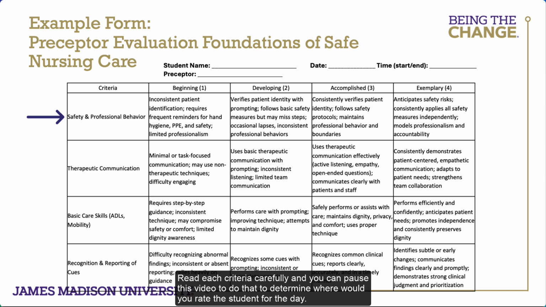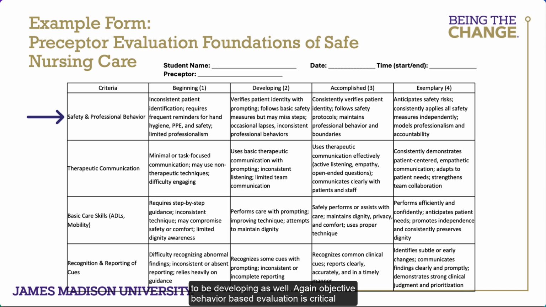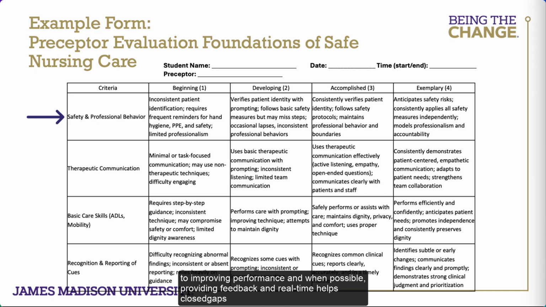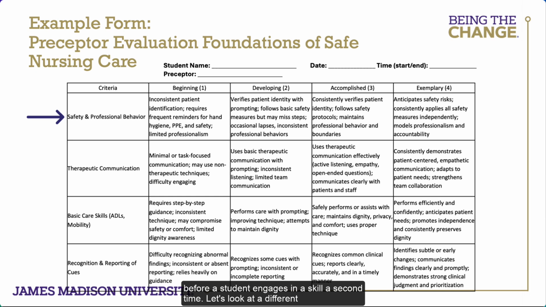Read each criteria carefully, and you can pause this video to do that to determine where would you rate the student for the day. This student, as the scenario described, would be performing at a beginning level. If in the scenario you had provided the student with a prompt and they quickly addressed and rectified behavior and continued to proceed without any further safety concerns, you may also consider the student to be developing as well. Again, objective behavior-based evaluation is critical to improving performance, and when possible, providing feedback in real time helps close gaps before a student engages in a skill a second time.